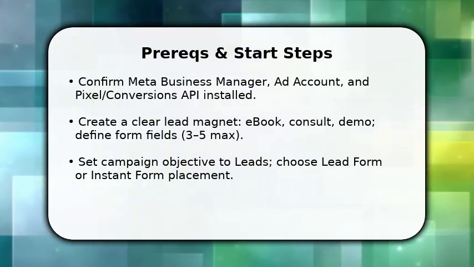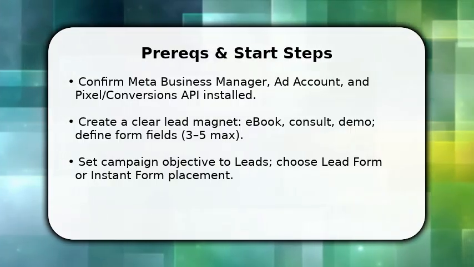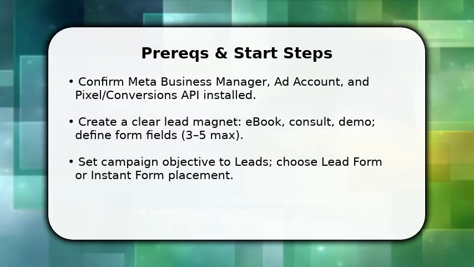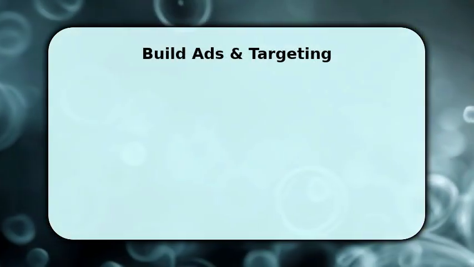They save time. Next, build a lead form with 3-5 fields, concise privacy text, and a clear CTA. This gets you rolling into audience and creative work. You'll now construct audience layers and creatives that convert.